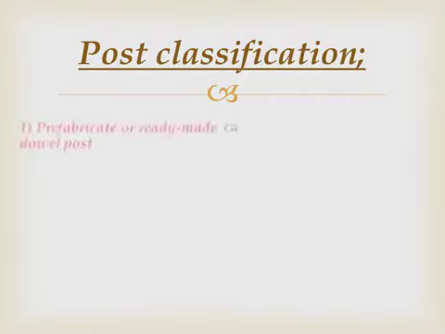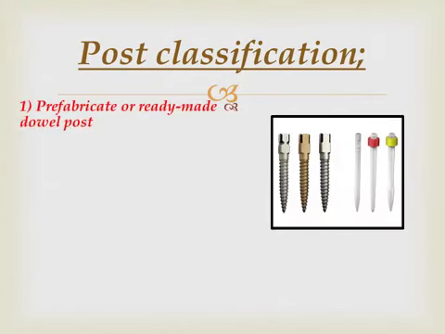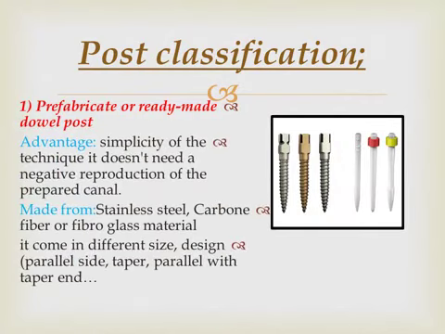Post classification. Number 1, prefabricated or ready-made post. It's made from stainless steel, carbon fiber or fiberglass material. It comes in different sizes and designs. It has the advantage of simplicity of technique because it doesn't need a negative reproduction of the prepared canal.